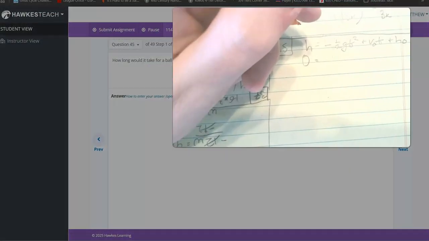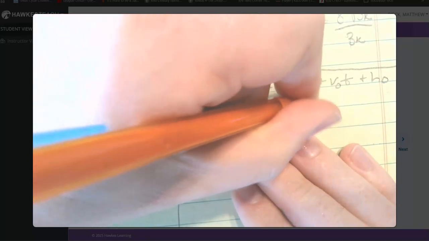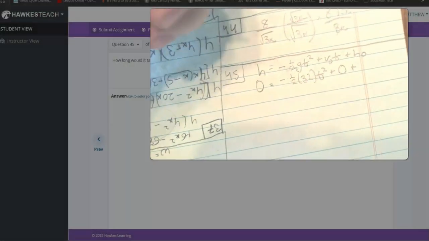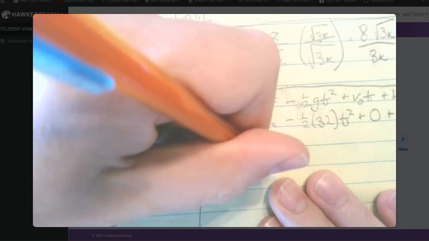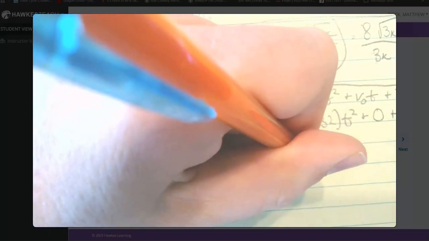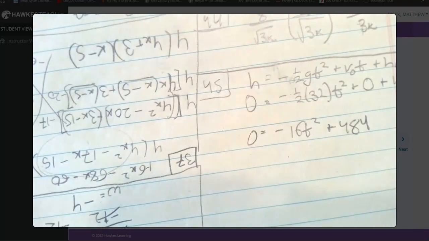And we have feet. So my g is going to be 32. It's dropped, so the initial velocity is going to be 0. And my initial height is going to be 484. So yes, 0 equals -16t squared plus 484. All right, so now I have something involving my variable squared and a constant value. So this kind of lends itself to the square root property. So yes, that's what I'm going to use.